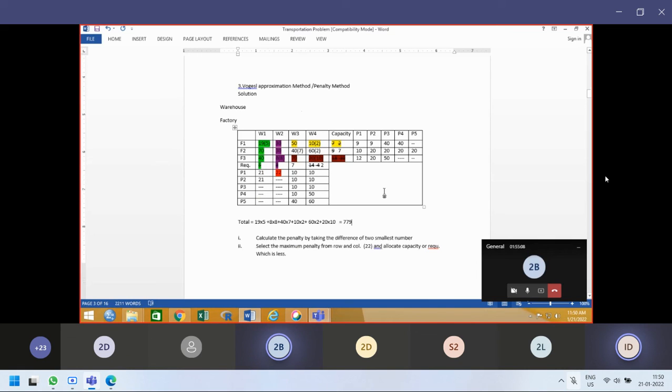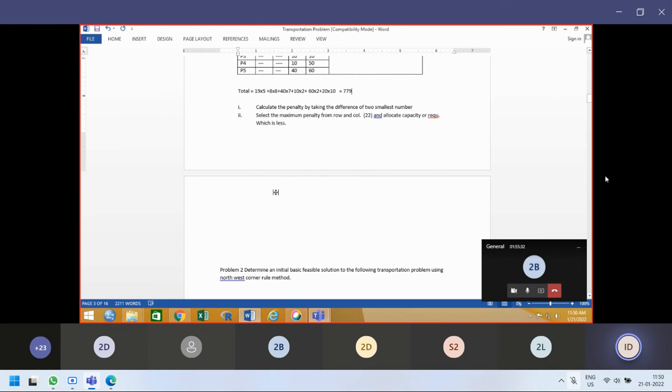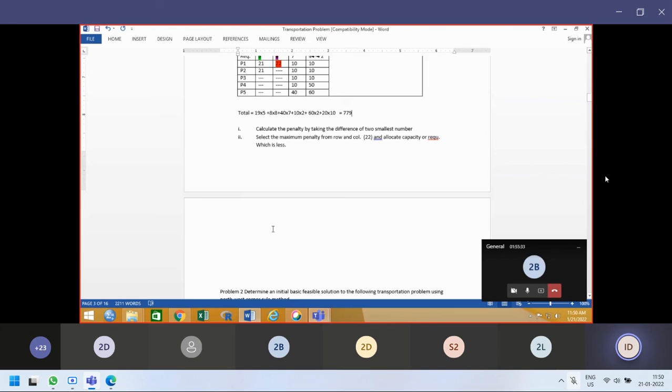It proves that Vogel's approximation method gives the better solution. I'm not saying it is 100% the best of best solution. Vogel's approximation method gives the better solution, so that is why it is called an optimal solution. Now to test the optimality, note down the formula.